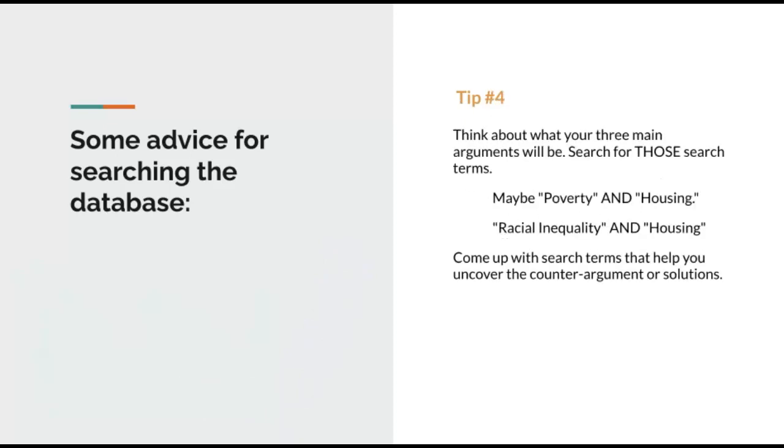Tip number 4. So instead of just searching about your topic, think about your main arguments, your main paragraph arguments, and then again, use that Boolean operator. So poverty and housing, racial equality and housing. If you're writing a paper on the housing crisis, think about what you think those main paragraphs might need to be about and do a more narrow search. Also, you need to be searching, obviously, for terms that will turn up your counter argument or your solution information.